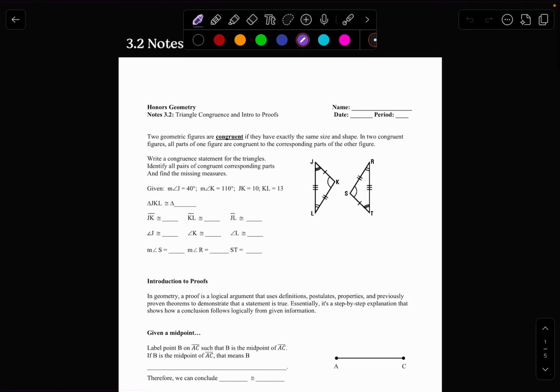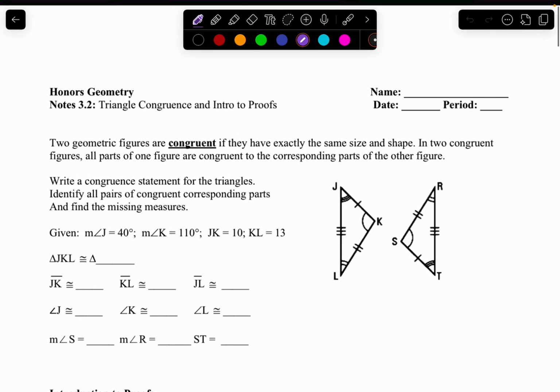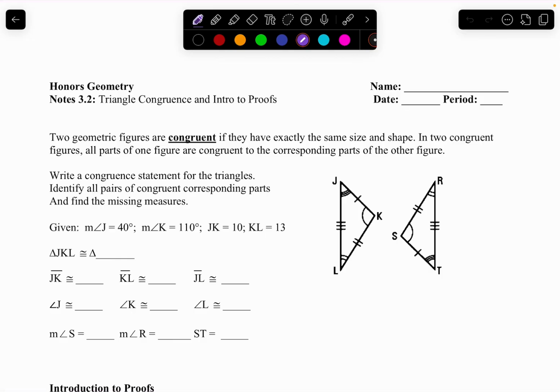So the actual pages of the notes aren't very long. They look lengthy because of those two pages in there. Okay, so two geometric figures are congruent if they have exactly the same size and shape. In two congruent figures, all parts of one figure are congruent to the corresponding parts of the other figure. So what we need to do here is write a congruent statement for the triangles. Then we're going to identify all pairs of congruent corresponding parts, and we're going to find the missing measures.